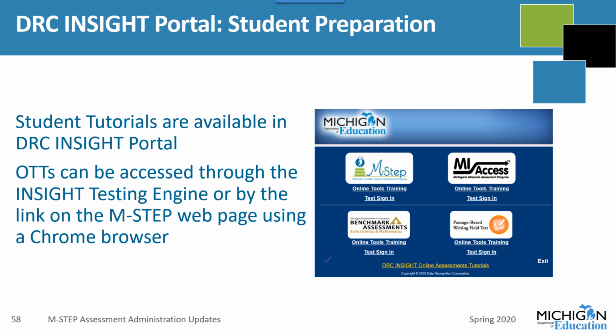You can also access them from the MSTEP webpage as long as you use a Chrome browser. Go to the Parent-Student Information section and select the link Online Practice for MSTEP ELA, Math, Science, and Social Studies. The page that opens has a link to the OTTs on the top portion of the page.